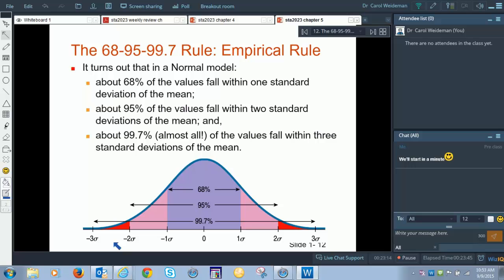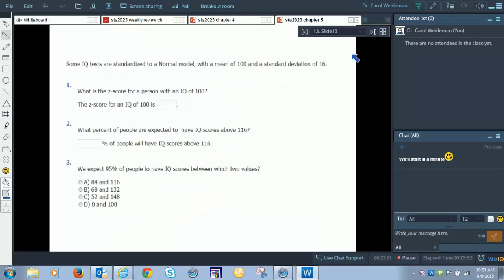So if we did a problem and we got a z-score of 5, we would say that data value was pretty unusual, because we know now that most of the data is going to have a z-score of 3 or less.